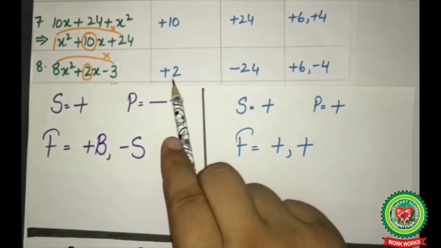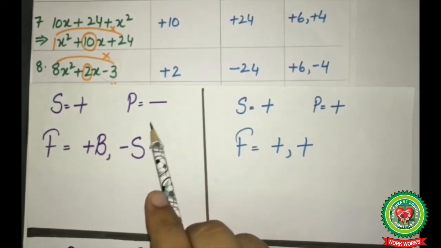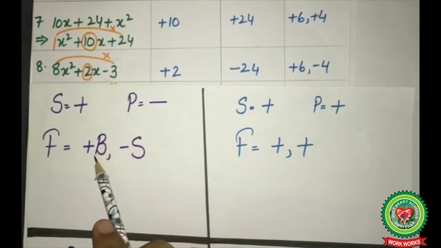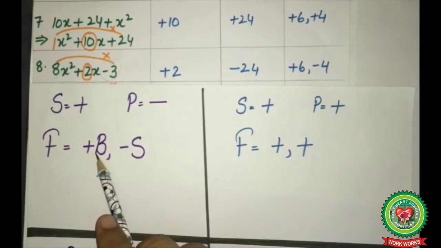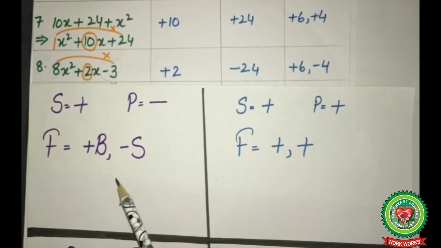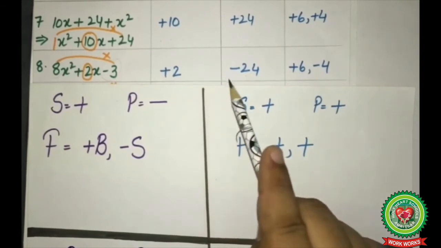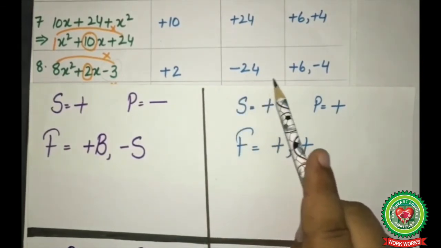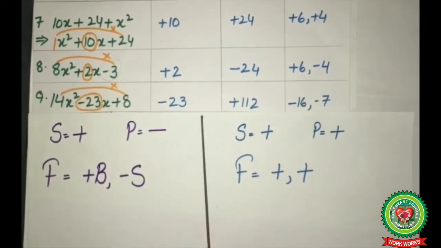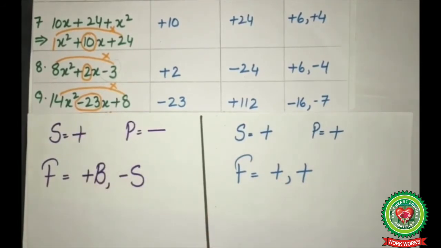Now the sum is with the plus sign and the product is with the minus sign. So both the factors will be of different signs, and the bigger factor will be having a sign of plus and the smaller factor will be having a sign of minus. So therefore the two numbers which will give the sum as plus 2 and product as minus 24 are plus 6 and minus 4. The next example is 14x square minus 23x plus 8.